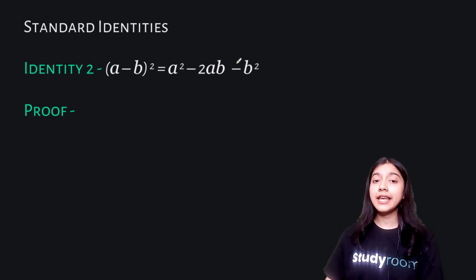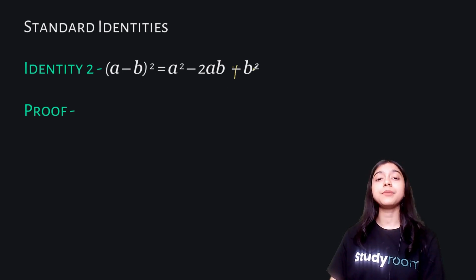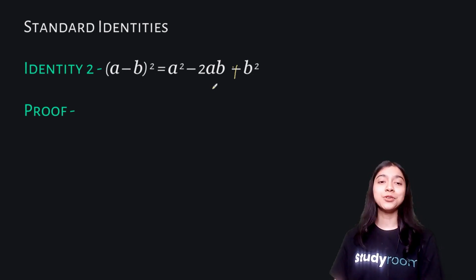So here, there's a mistake in the PPT. Here it will be plus b square. We have (a minus b) whole square as a square minus twice ab plus b square. So, should I prove it? Of course, I'll prove it for you.